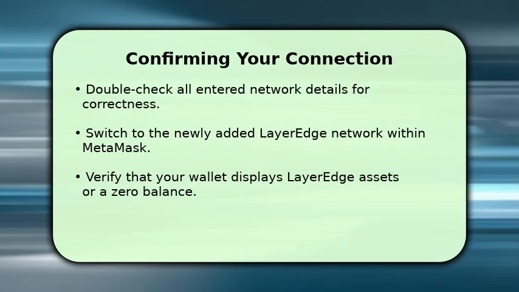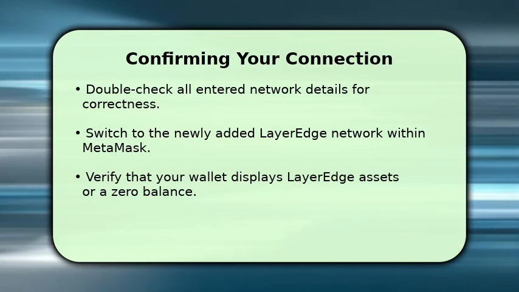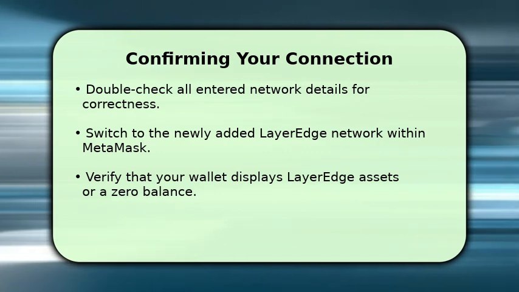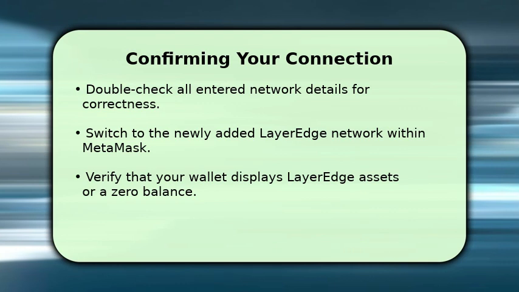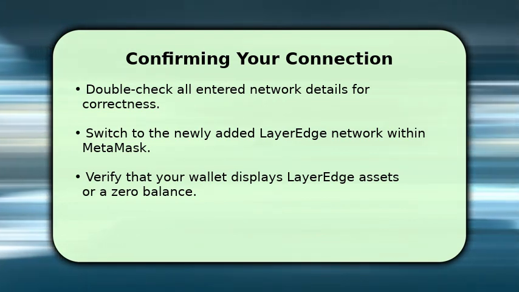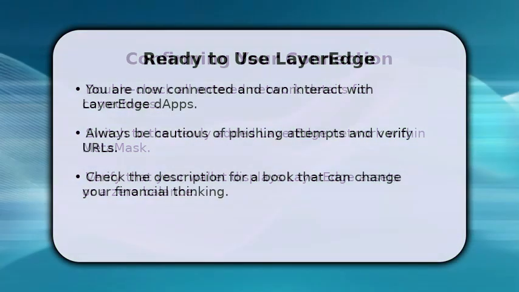After entering all the Layeredge network parameters, double-check them for any typos or errors. Once confirmed, save the network. Then, use the network drop-down in MetaMask to switch to the newly added Layeredge network. Your wallet should now display the Layeredge network name, and you can see your Layeredge assets or a zero balance if you have none yet.